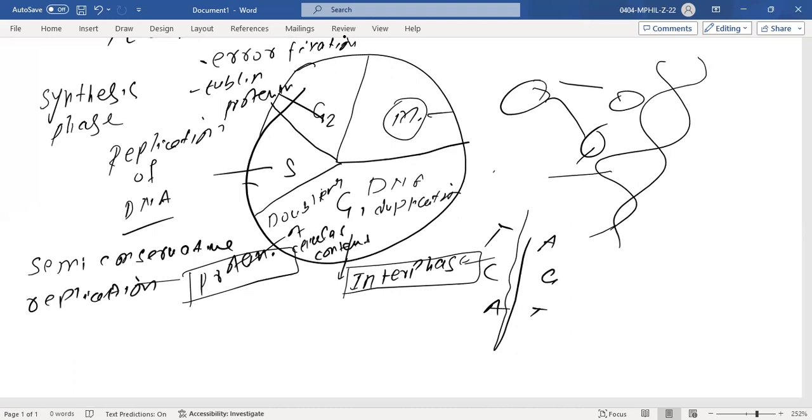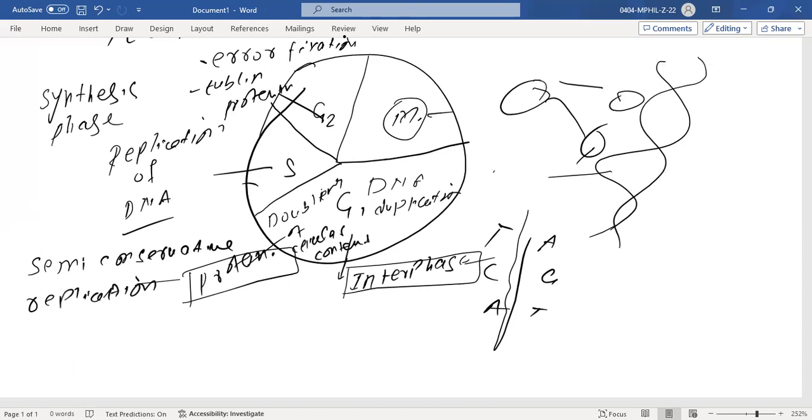In the G2 phase, you would have the error fixation and the synthesis of tubulin proteins. What would be the function of this tubulin protein? Is it going to form spindle fibers, involved in mitosis? Yes, it is. It is synthesized here at this level.